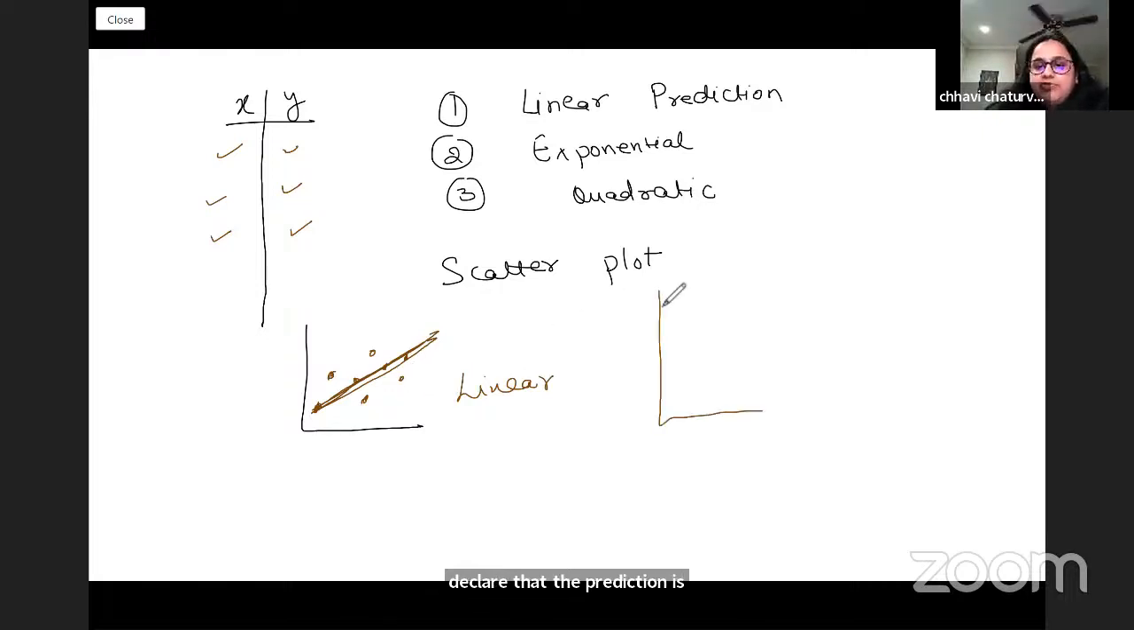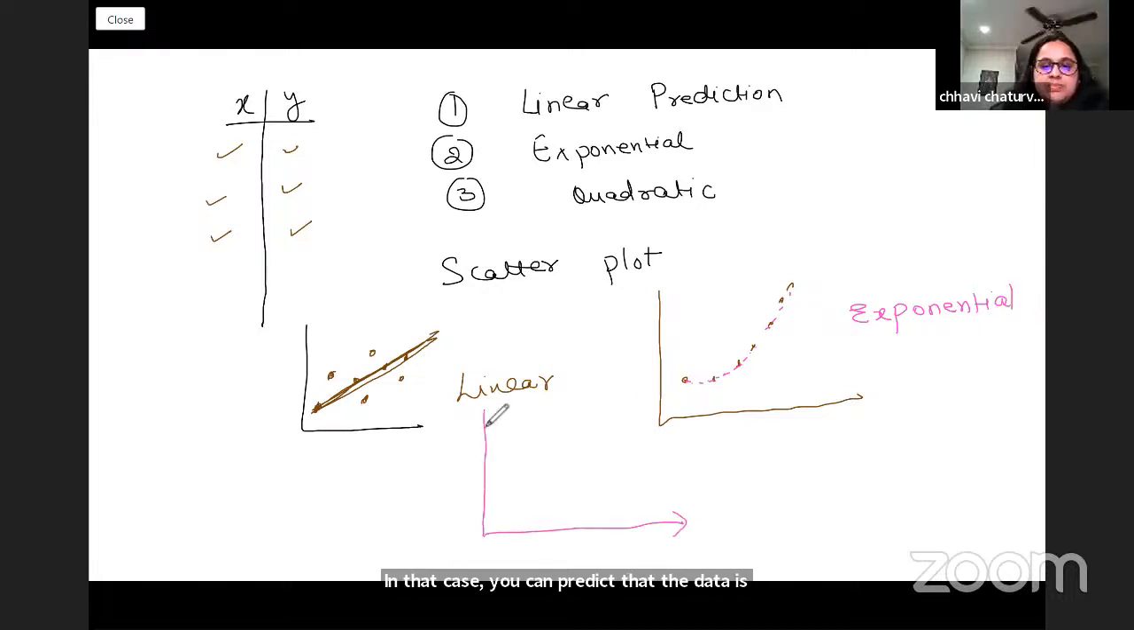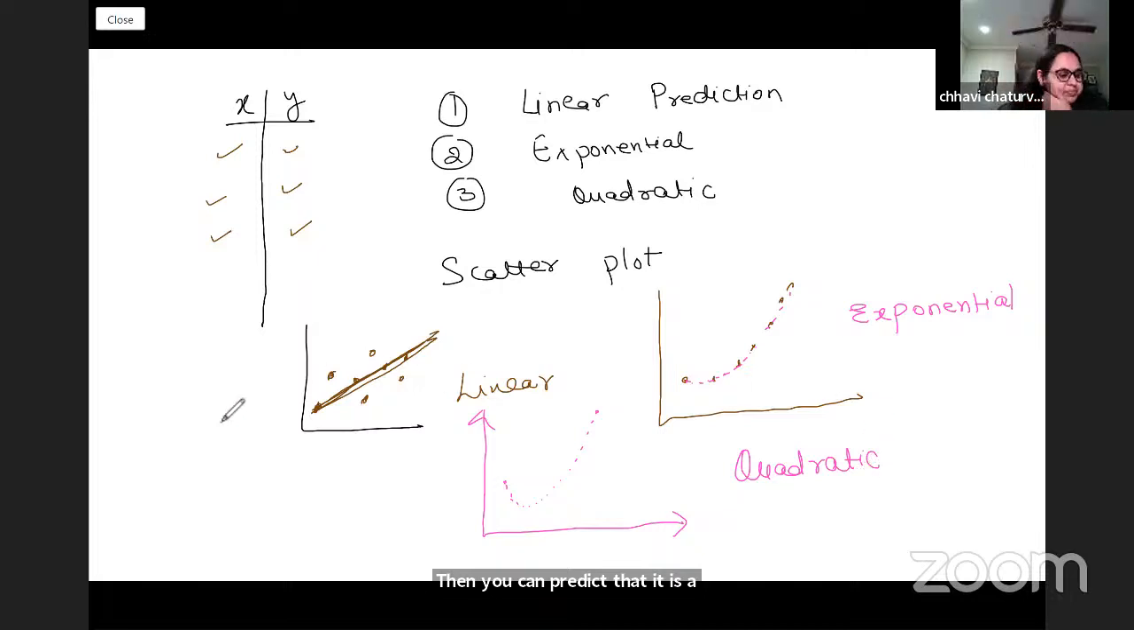But what if you draw your scatter plots and they look like this? If you connect those points, they look slightly curved, but not curved enough to make a U. In that case, you can predict that the data is exponential. And for the last part, if you connect the dots and they look like they are making a small U, then you can predict that it is a quadratic function.